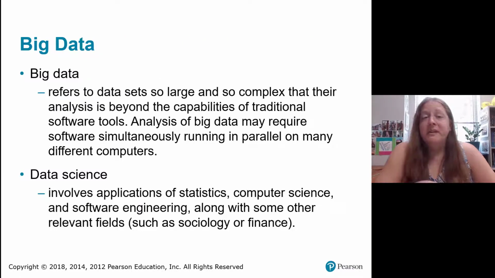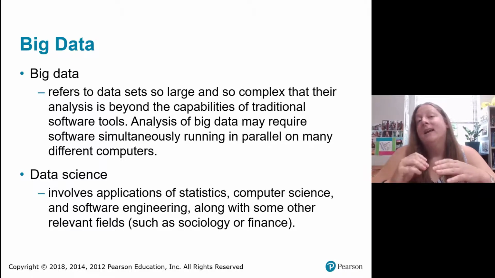Some other things with data that you'll probably hear at different points is people talk about big data. Big data refers to data sets that are so large and so complex that their analysis is beyond the capabilities of traditional software tools. Your laptop that you're using can't deal with this data set. Analysis of big data requires software simultaneously running in parallel on many different computers. You have to have supercomputers involved to deal with big data. We won't be dealing with big data in this class.